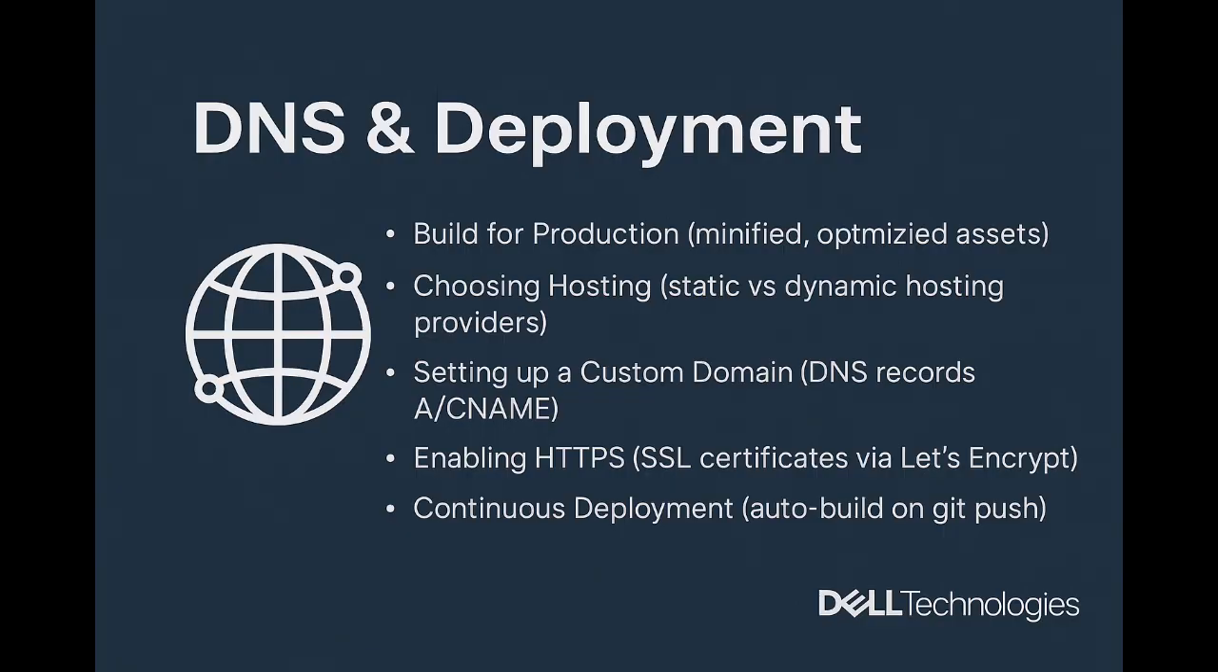DNS records. Entries like A, AAAA, CNAME, MX, TXT, etc. An A record maps a name to an IPv4 address, e.g., yourdomain.com to 123.4.5.6. An AAAA record maps to an IPv6 address. A CNAME record maps a name to another name, a canonical name, e.g.